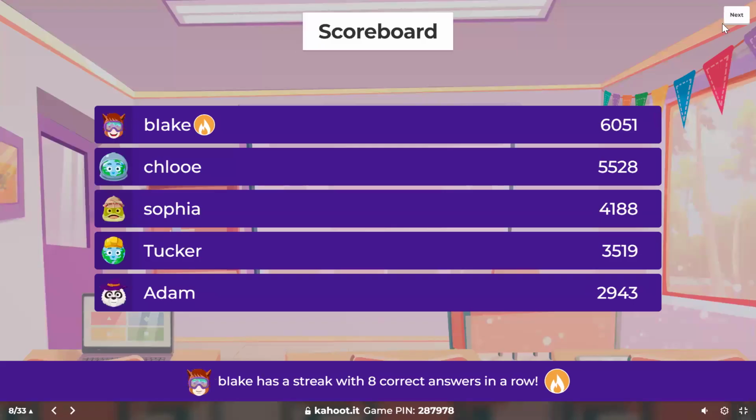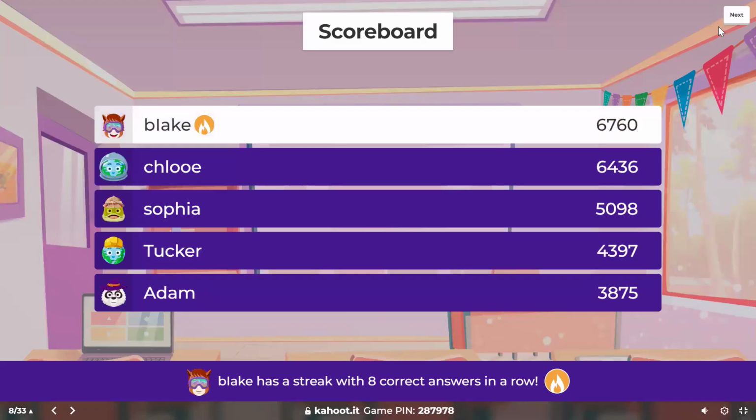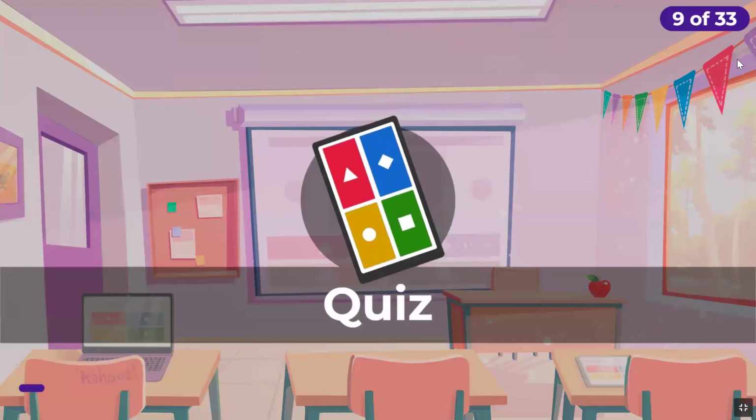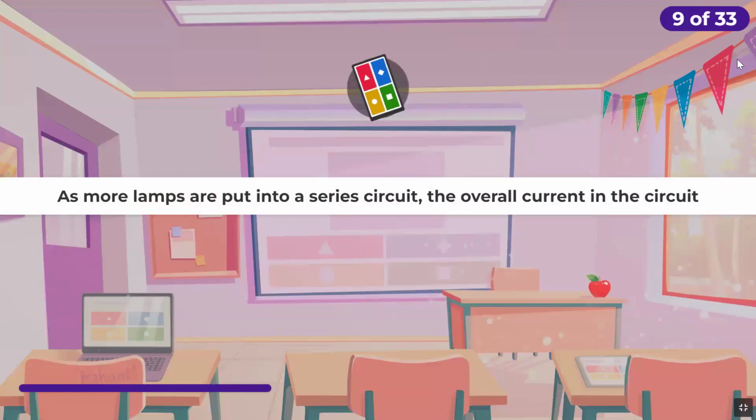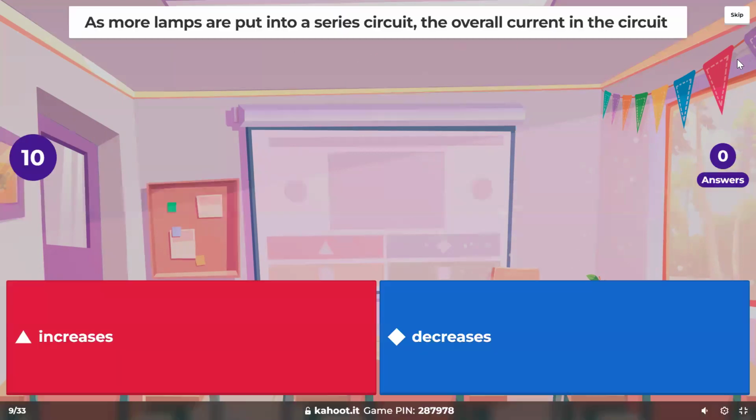All right, you all got that. That is awesome. More points. Next question: as more lamps are put into a series circuit, the overall current does what?